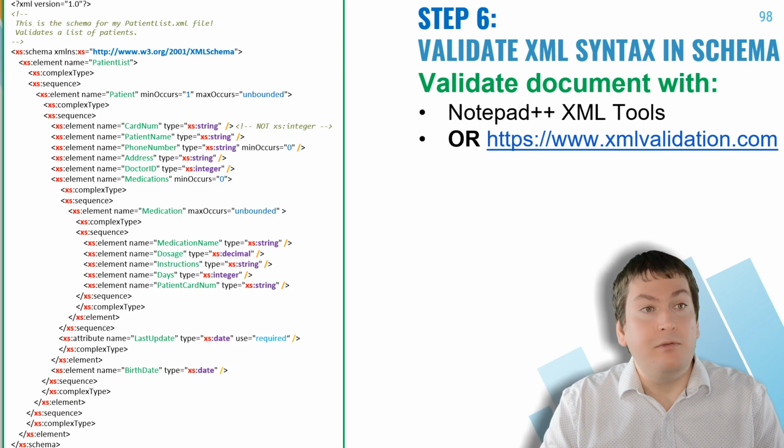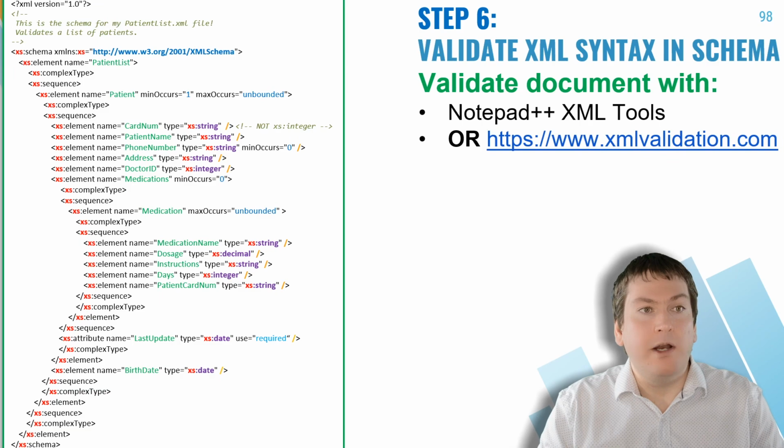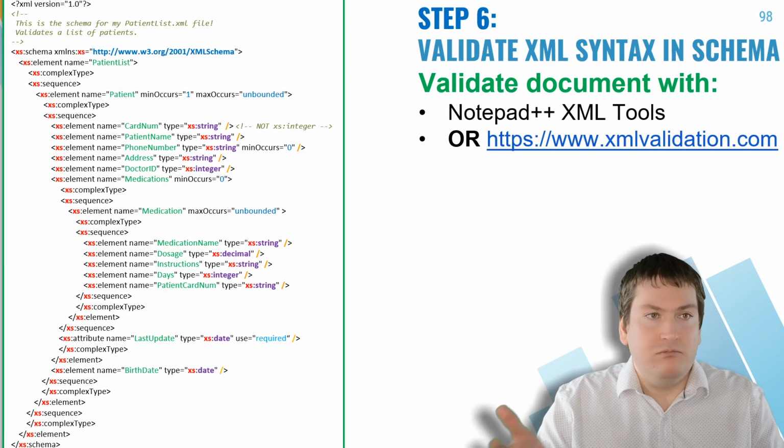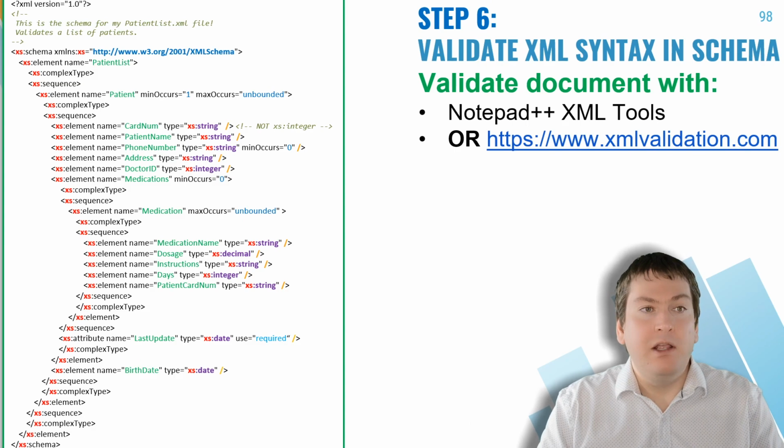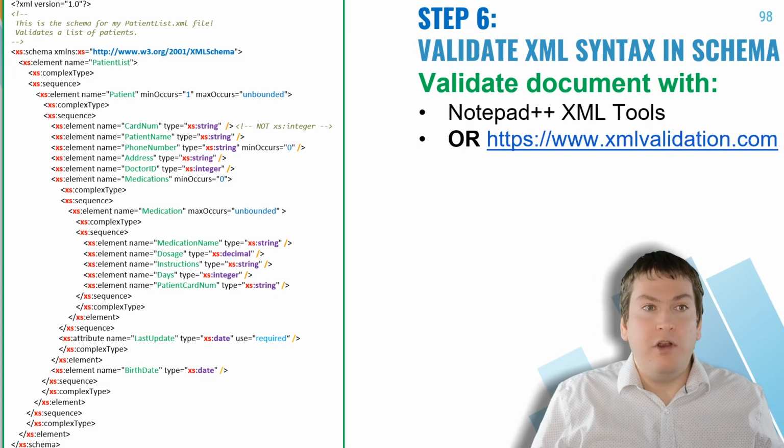For this course, there's 2 ways we can do that. We can use the Notepad++ XML Tools add-on. This is what we recommend you use, because it allows you to check as you're writing the document. Or you can use xmlvalidation.com. This is a site where you have to upload your schema or your XML document and keep uploading it to check if it's valid. So if you're able to, we recommend using Notepad++ to validate. Otherwise, use xmlvalidation.com. So we're going to switch over to the desktop and try out doing this XML syntax validation on our schema.